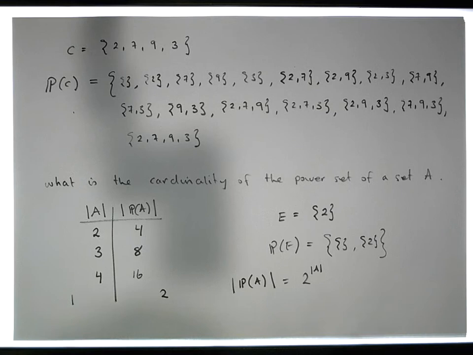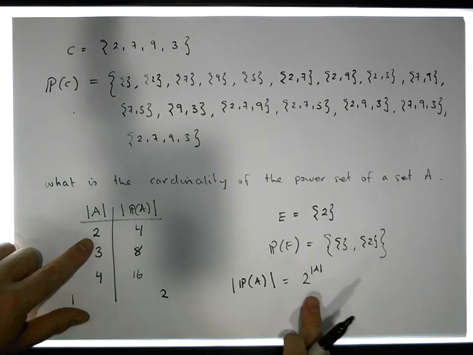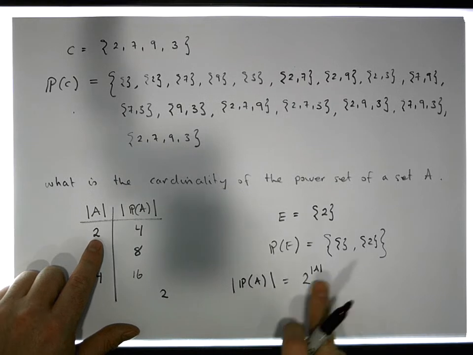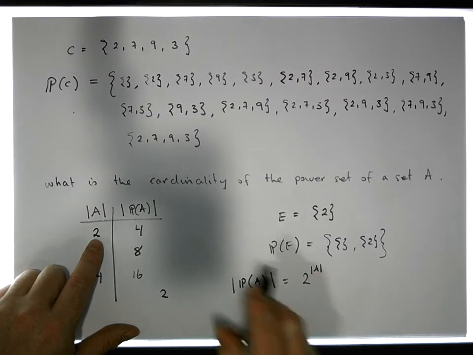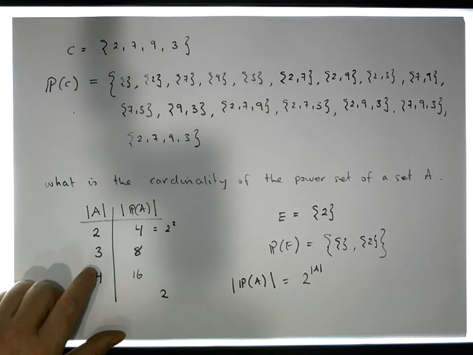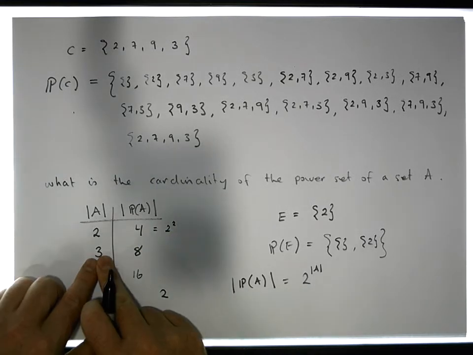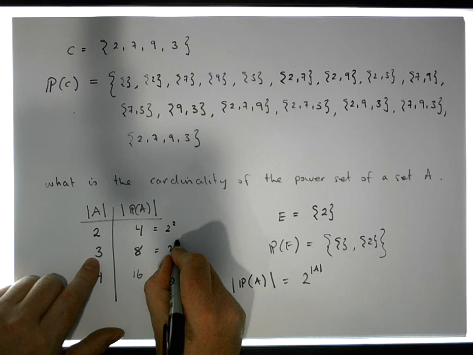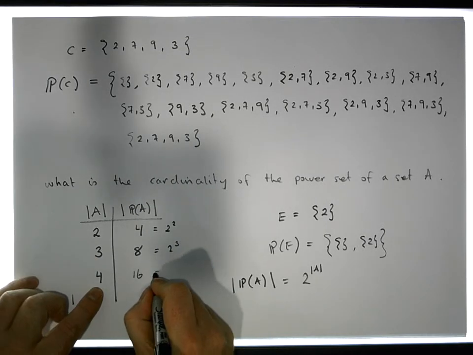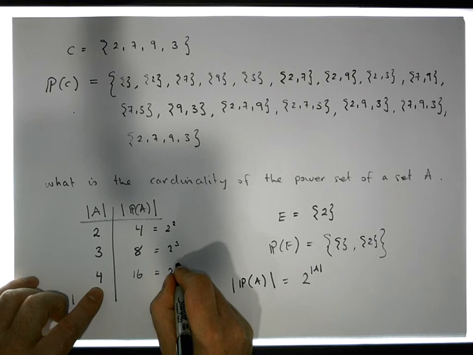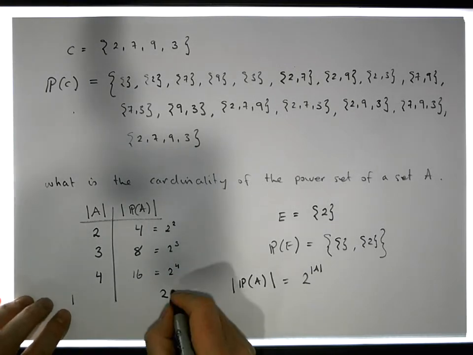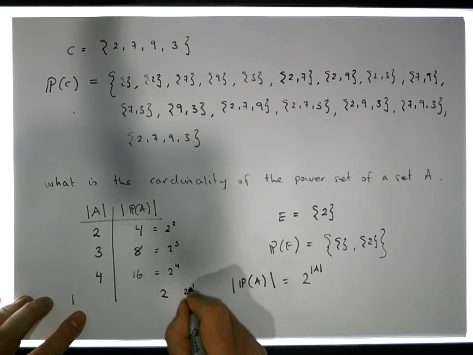So actually, in this case here, we have the cardinality of the power set for A. If A has cardinality 2, it's 2 to the power of 2, which is equal to 4. If A has cardinality 3, it's 2 to the power of 3, which is equal to 8. And if it has cardinality 4, well then the power set's cardinality is 2 to the power of 4, which is equal to 16. If it has cardinality 1, well it's 2 to the power of 1, which is equal to 2.